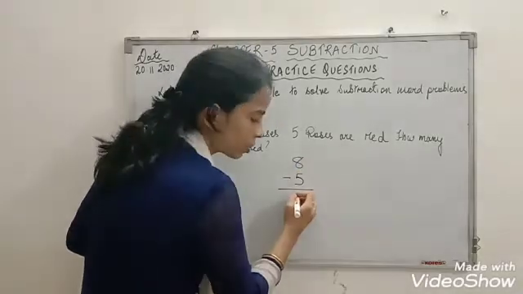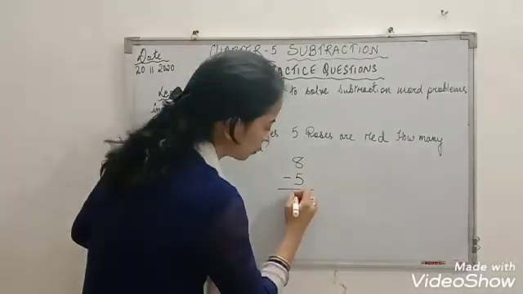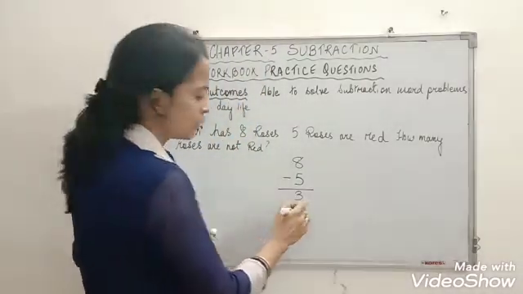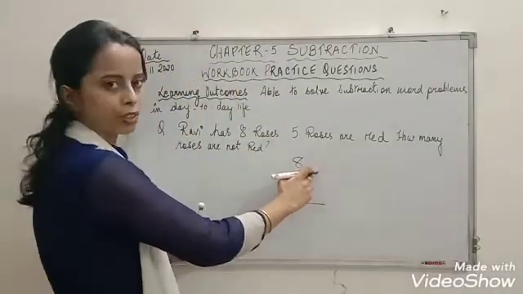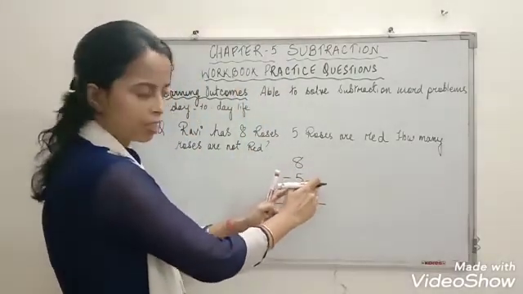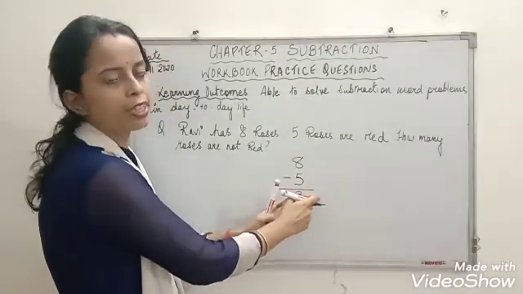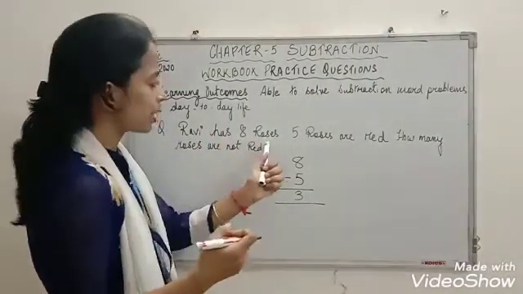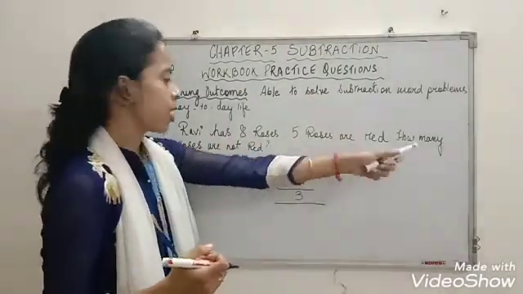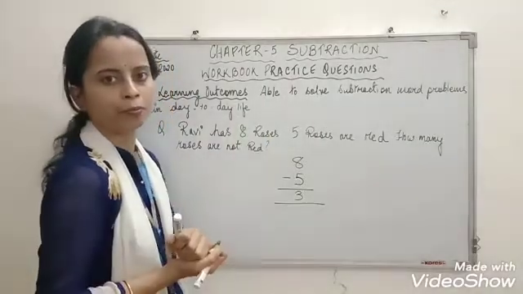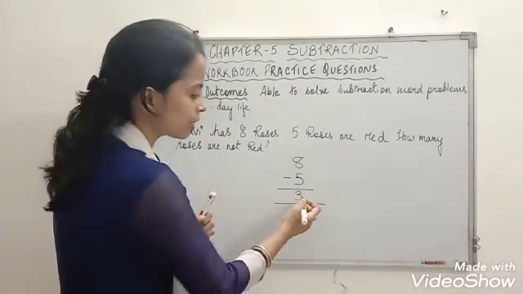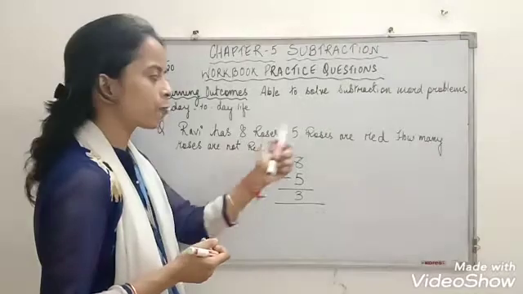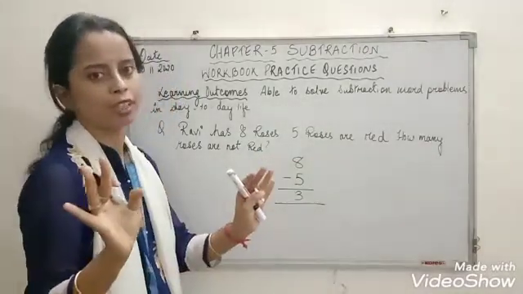Now, how much is left? 3. How many roses are not red? 3. So, out of 8 roses, 5 roses are red, and 3 are not red in color. Those 3 roses are a different color. So what is the answer? 3. Total 8, out of 8, 5 roses are red, 3 roses are not red.